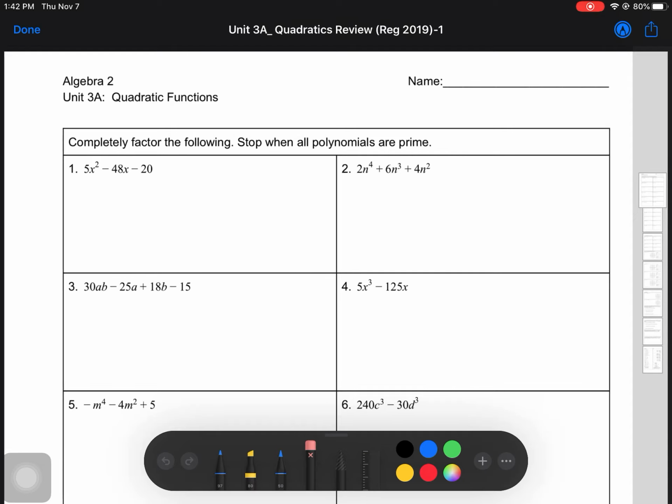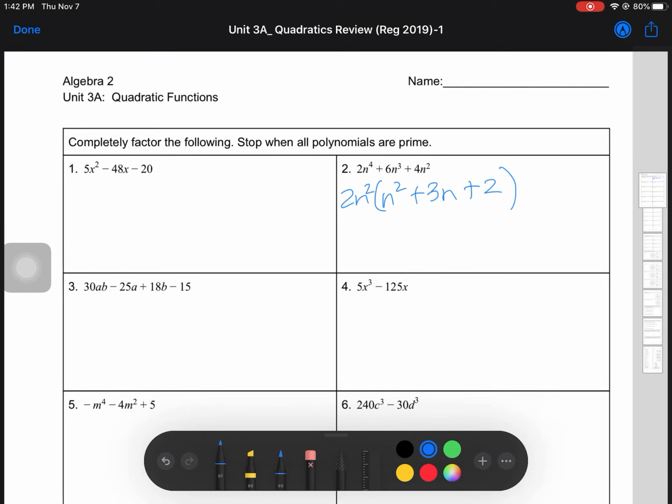Please remember that the first thing you should always do is try to GCF. So if you look at number 1 here, there's not a GCF, so you're going to go straight to factoring. But looking at number 2, there is. So like on number 2, I would go through and pull out a 2n squared from everything. So then that'll leave me with n squared plus 3n plus 2. You are not done then. You do have to keep going.